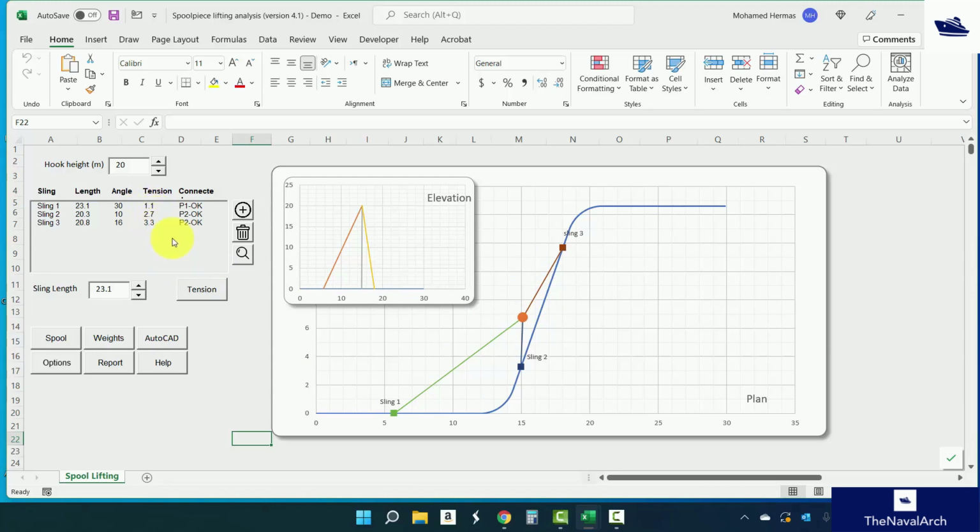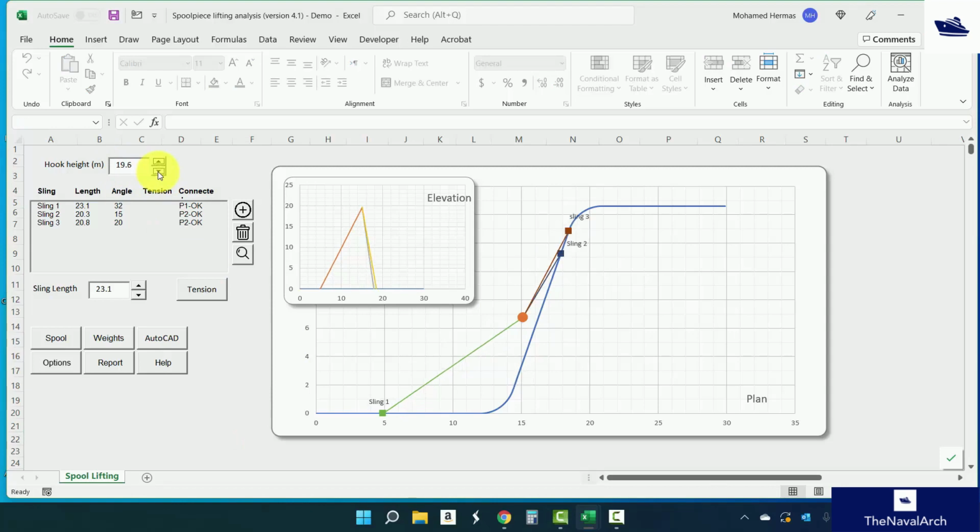Now let's try to reduce the hook height. This is the hook height. Let's try to reduce it. As you can see, as we reduce the hook height, the slings are spreading out, because it's the same idea. We are reducing the hook height, and the attachment point is forced to be far away from the center of gravity. The same idea applies if we increase the hook height. If we increase the hook height, as you can see, the attachment points are converging. And of course, let's move this link the other way.